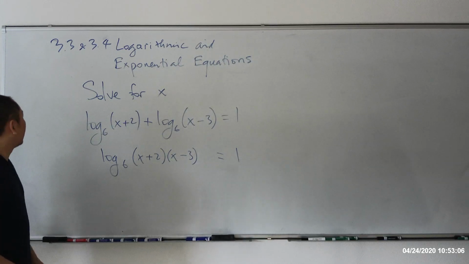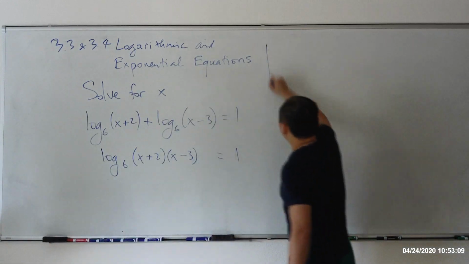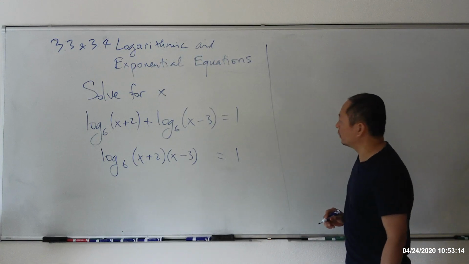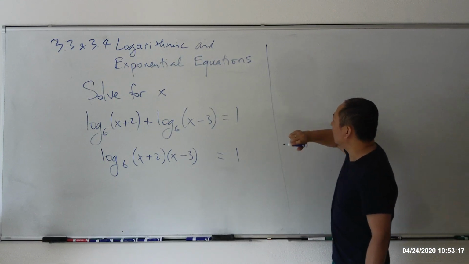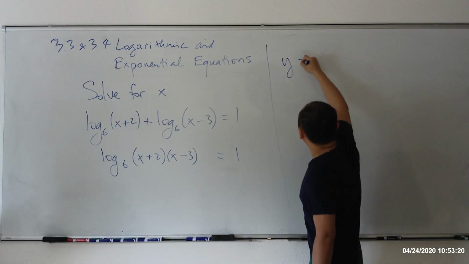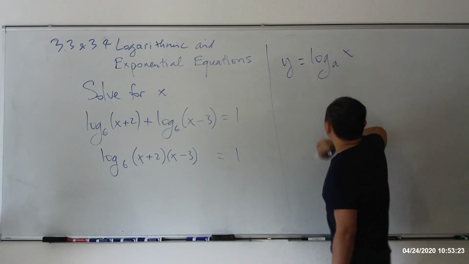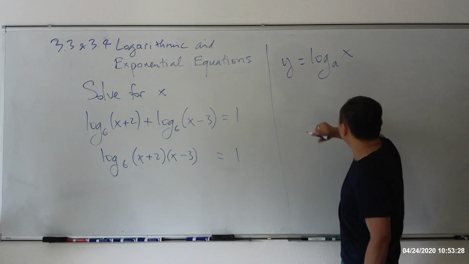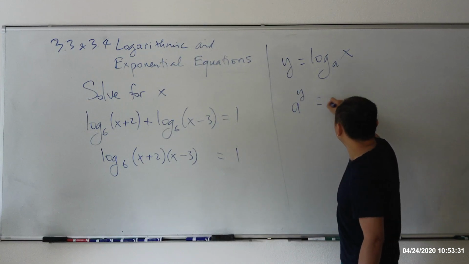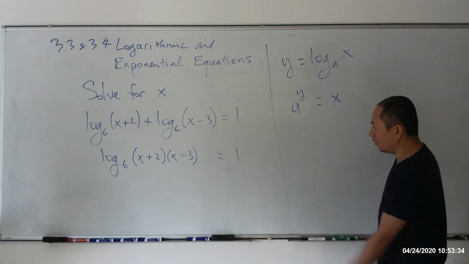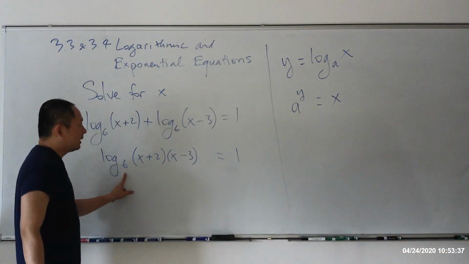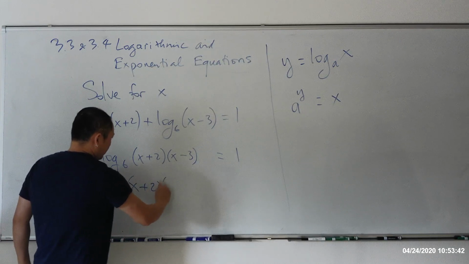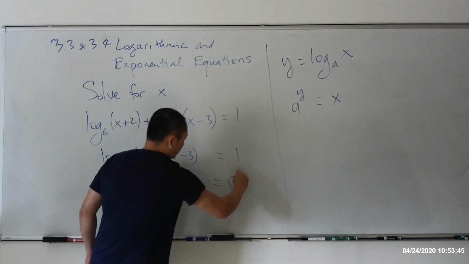Okay? And now let's recall the definition. This is very important, guys. This is the backbone of our section. If you don't get the definition, it's very hard to get things right. Definition of log says what? You have y equal to log base a of x. What does it mean? This is the base number raised to the exponent equal to whatever is inside of the log. So a to the y equal to x. Okay? We're going to apply it in here. Base is 6. Exponent is 1. This means what? x plus 2 times x minus 3 equal to 6 to the 1.